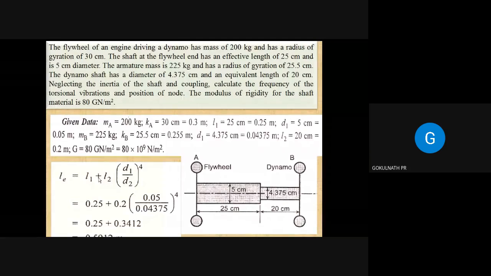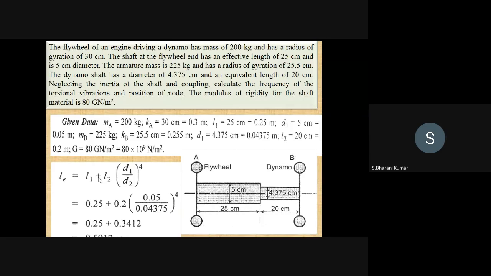We take it as the second rotor, sir. Its M2 is 225 and its K is 25.5. The dynamo shaft, D2 is 4.375 and L2 is 20 centimeters. Neglecting the inertia of the shaft and coupling, calculate the frequency of torsional vibration and position of node. The modulus of rigidity G is given, sir. Super Gokulnath. Enough. Thank you.